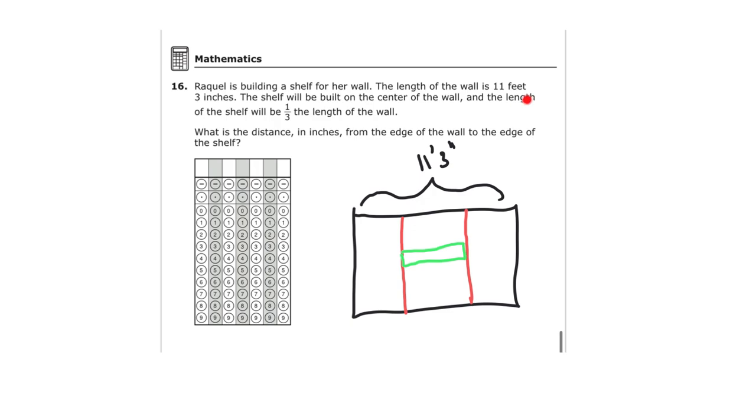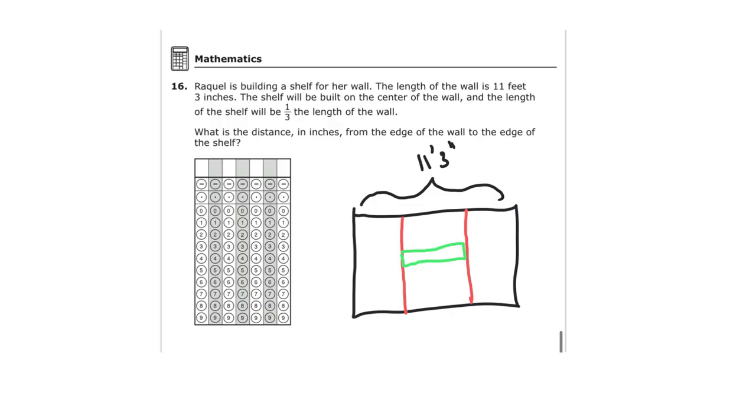Because once again, the length of the shelf is 1/3 the length of the wall. So again, dividing the length of the wall into three equal pieces, the shelf would be equal to the length of one of those pieces. And not only that, it's positioned in the middle.